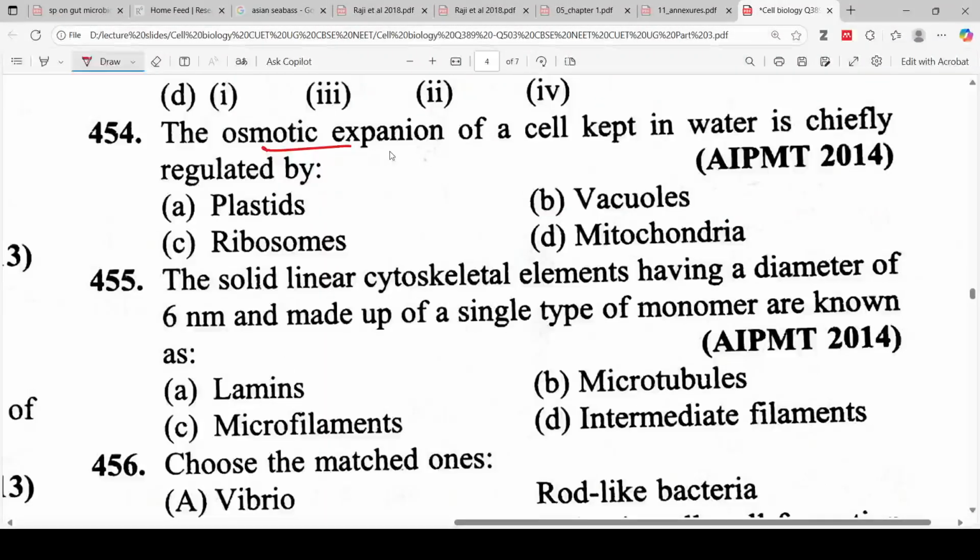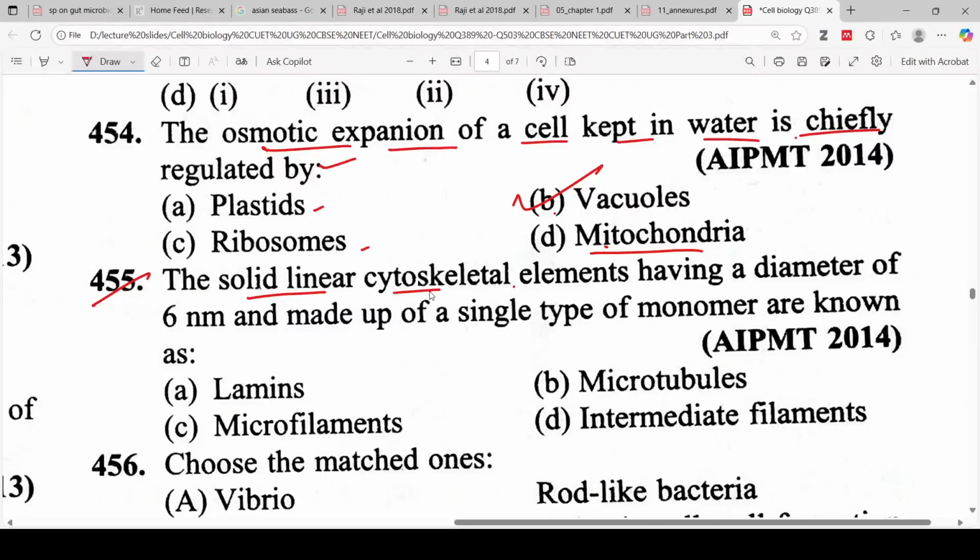The osmotic expansion of a cell kept in water is chiefly regulated by plastids, ribosomes, vacuoles, and mitochondria. So the correct answer will be the vacuoles. Next question.